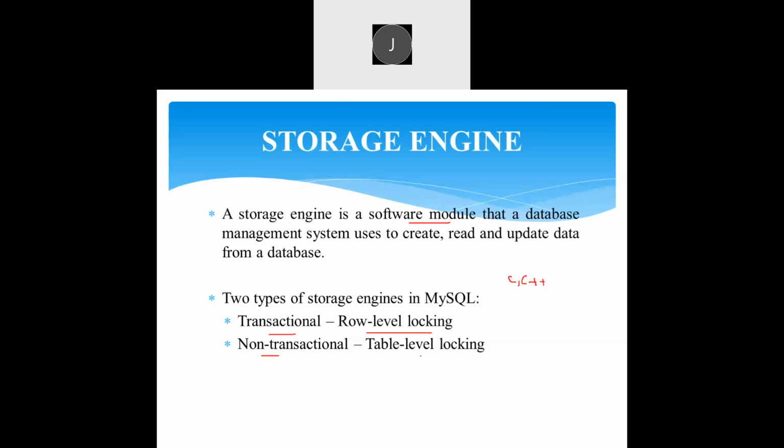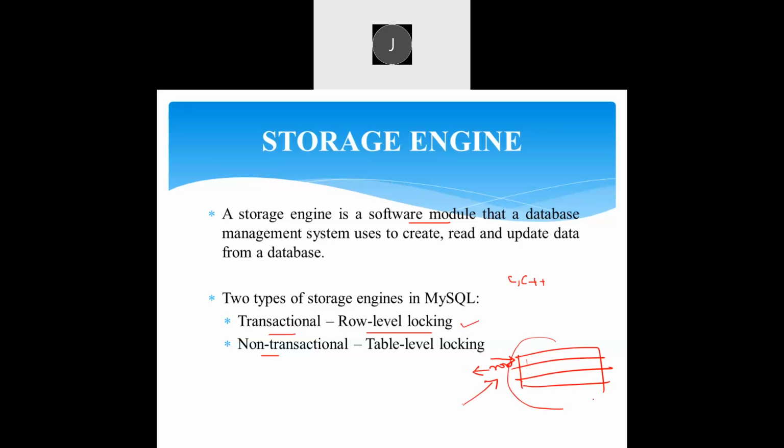Transactional means row level locking. Do you understand row level? Row level means this one. Row level locking means one person or one application is accessing this information, or writing a query to get row one, then another query or another user cannot write a query to access row one. That's what row level locking is.